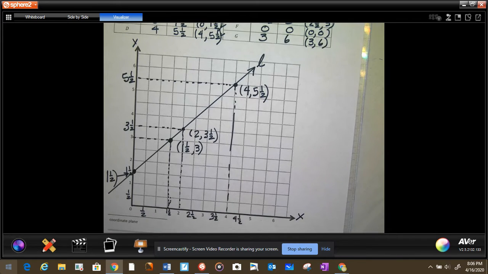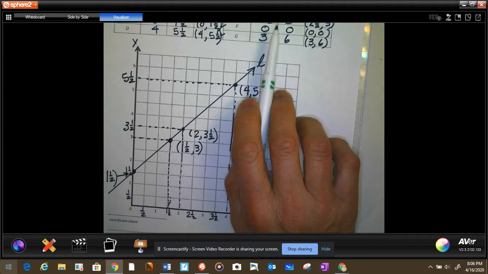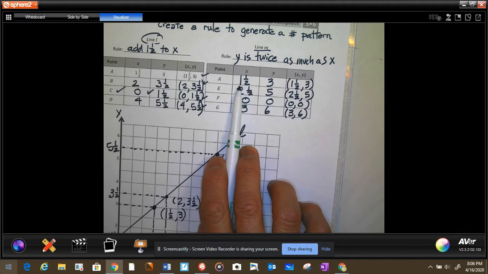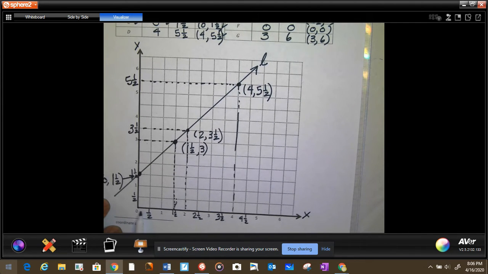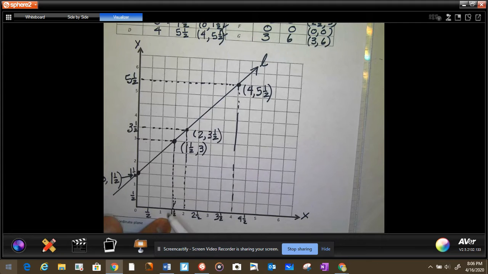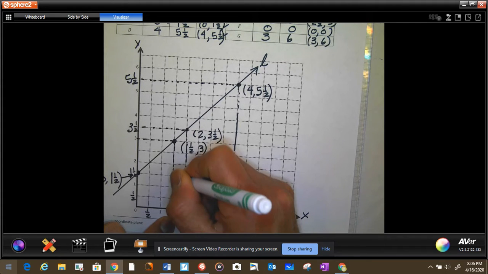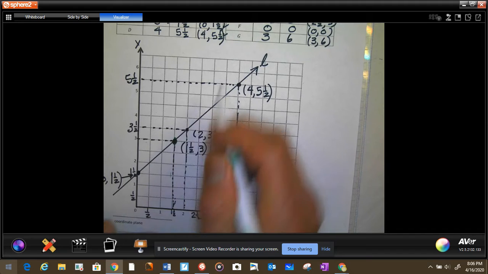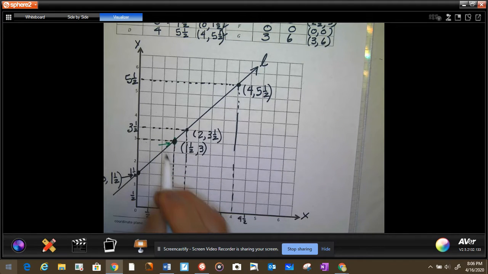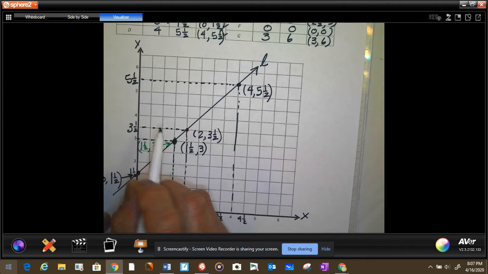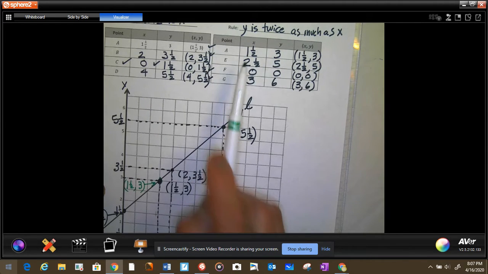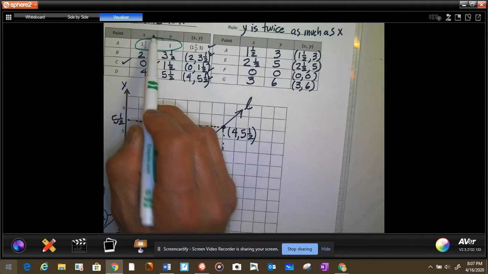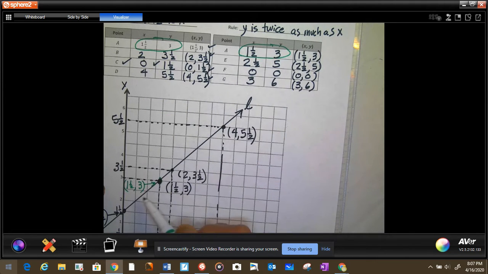Okay, now let's plot these lines. And I'm going to use a different color. Let's do the first one. 1 and 1/2, and Y is 3. So we're going to run to 1 and 1/2, and we're going to jump to 3. Oh, look at this. It's right here. Same number. So 1 and 1/2 and 3 are the same as the other line. If you pay attention, this is true. Do you see this number? It's the same as this one right here. That's why they have the same point.